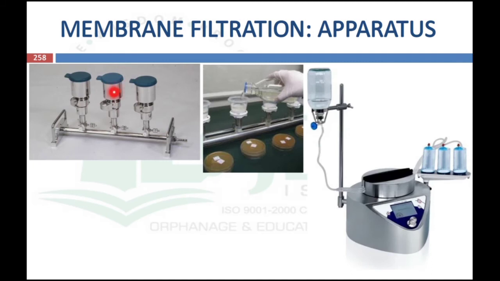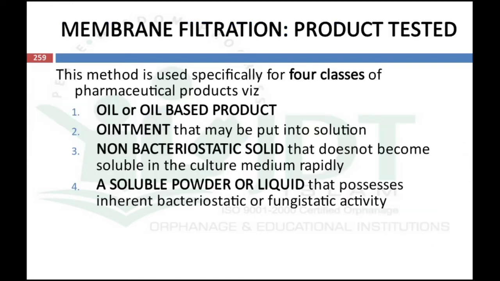So this is another apparatus which is used in industry for sterility testing. This is an advanced equipment with vacuum in order to increase the speed of filtration. So this membrane filtration can be used for the sterility testing of oily and oil-based products, ointments that may not be put into solution, non-bacteriostatic solids that do not become soluble in culture media rapidly, and soluble powder or liquid that possesses inherent bacteriostatic or fungistatic activity.